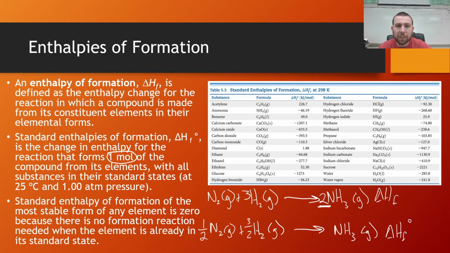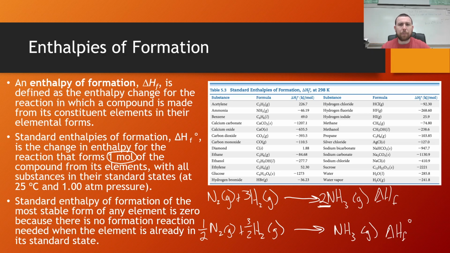And a good example of this, if you look at this chart, diamond has an enthalpy of formation of 1.88 kilojoules per mole. So that's telling you that diamond is not the natural form that carbon exists in. Carbon naturally exists as graphite, and so the enthalpy of formation for graphite would be 0, right? I hope that makes sense.